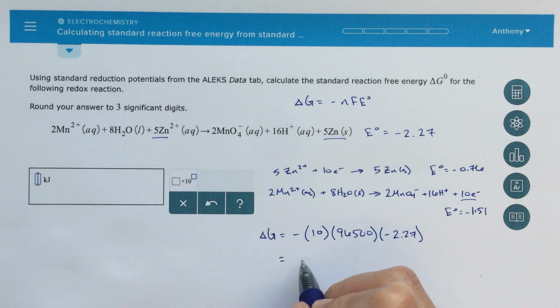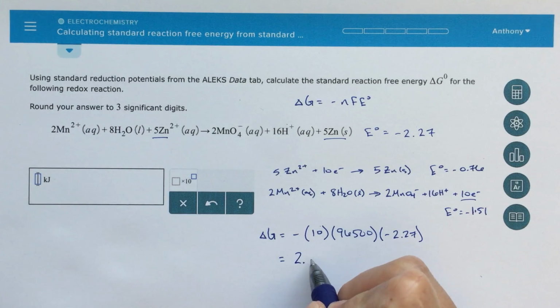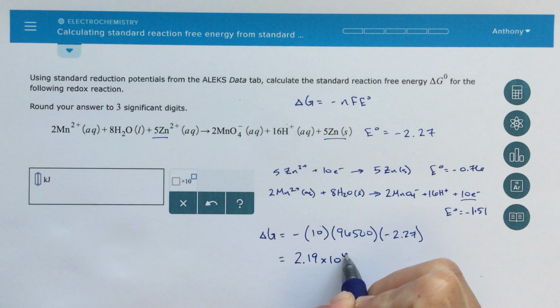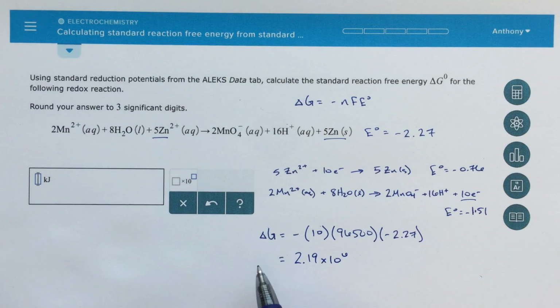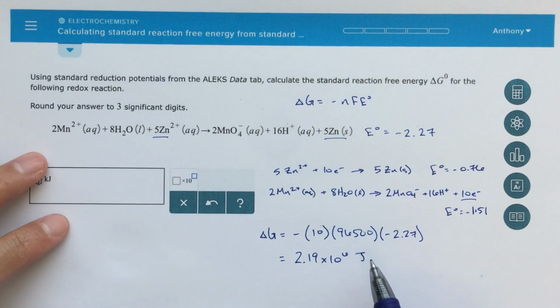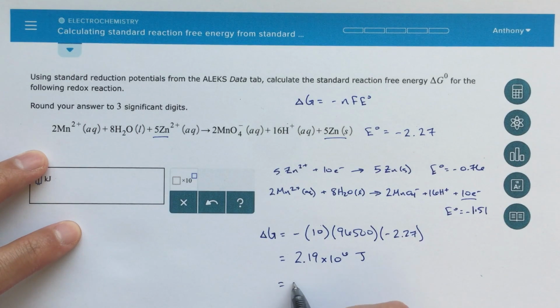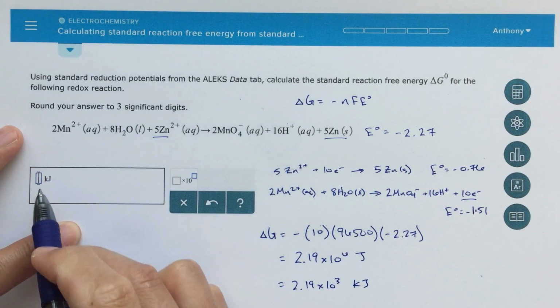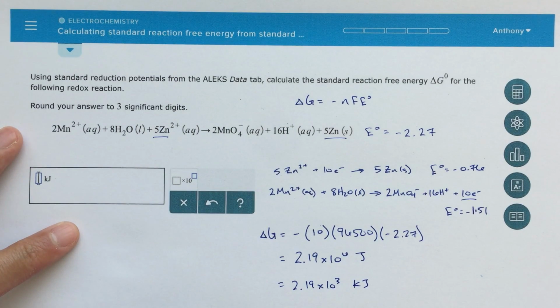So if I do this calculation, I get a value of 2.19 times 10 to the 6th. So this is a very big delta G value, and this would be units of joules. So if you follow your units here for Faraday's constant and everything, you get units of joules with this calculation. So that would be 2.19 times 10 to the 3rd kilojoules. This is asking for our answer in kilojoules. That's why I've changed it there.